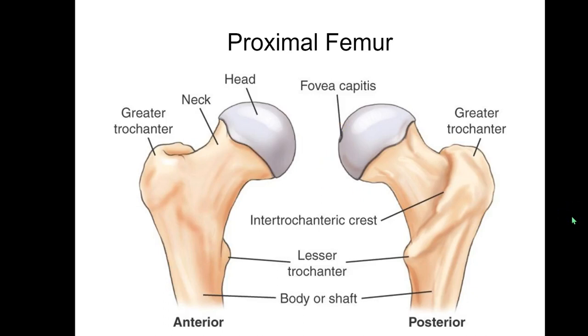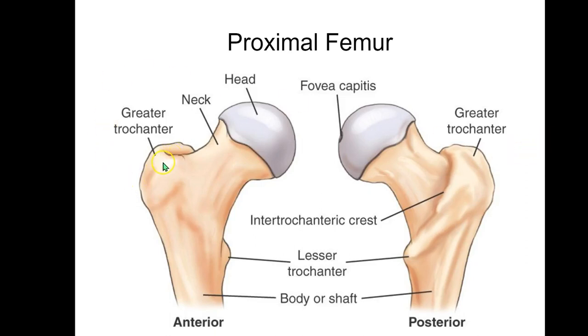The neck of the femur, seen here anteriorly and here posteriorly, is a strong piece of bone that connects the head of the femur to the body. And that connection is made in the region of the trochanters. So the neck connects to the body near the region of the trochanters. Let's talk about those trochanters.